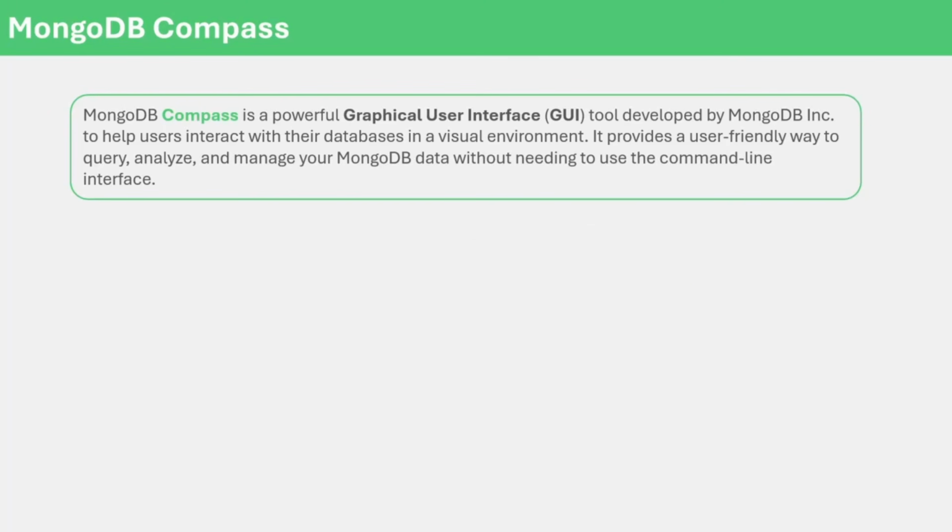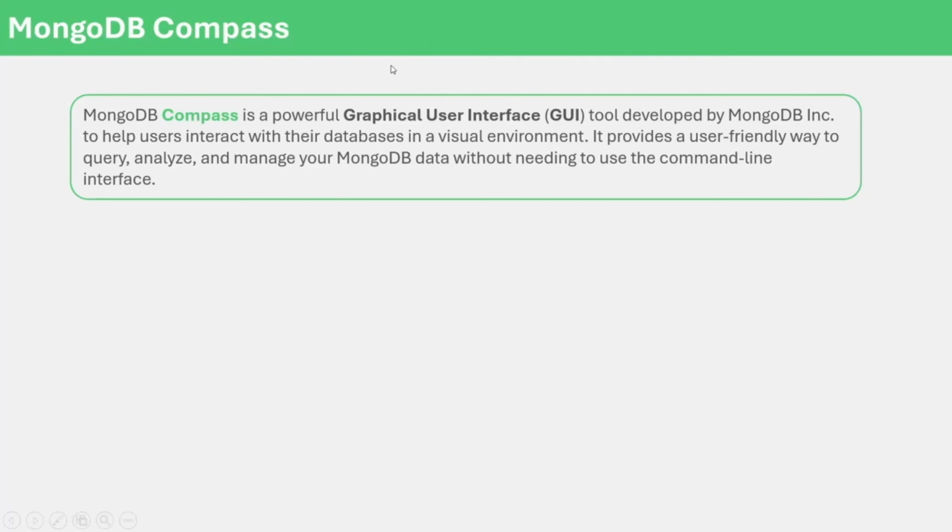So MongoDB Compass is a powerful graphical user interface tool which is developed by MongoDB, and it helps us interact with the databases in MongoDB server using a visual environment. So it provides a user-friendly way to query, analyze and manage our MongoDB data without needing to use the command line interface. So once we have MongoDB Compass installed on our machine, we can directly work with MongoDB database using a visual tool instead of using a command line tool like Mongo Shell.